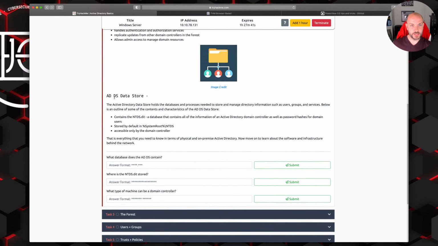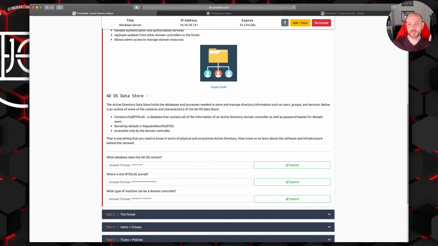Let's see, so the ADDS data store. As I mentioned, it holds a database and processes the need to store and manage directory information, so your users, your services, your groups. And here are some of the main contents and characteristics of the ADDS data store. It contains the NTDS.dit. This is a database that contains all the information for Active Directory, as well as the password hashes for domain users. Now, we aren't really going into the hacking aspect of this in this particular room, but as we move into the other rooms, you will see NTDS.dit come up quite a bit.